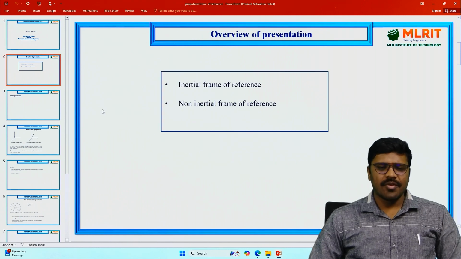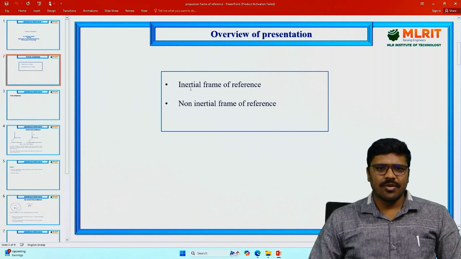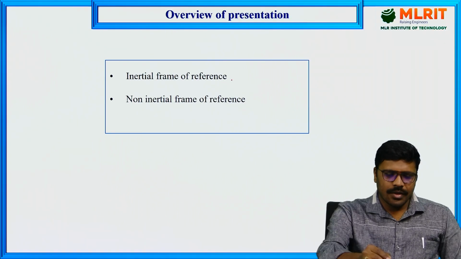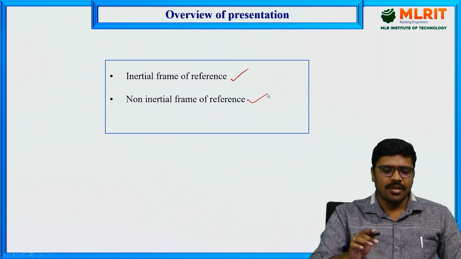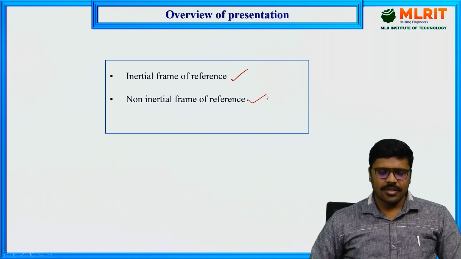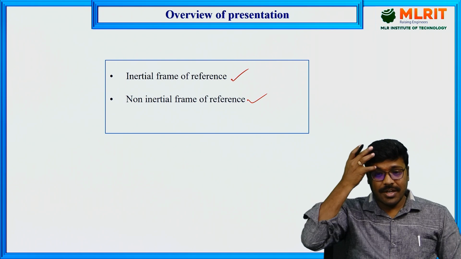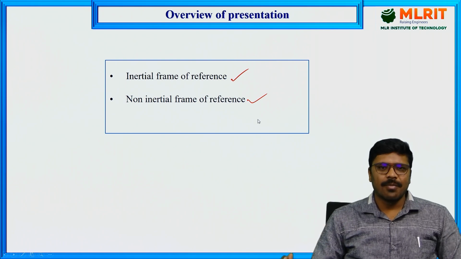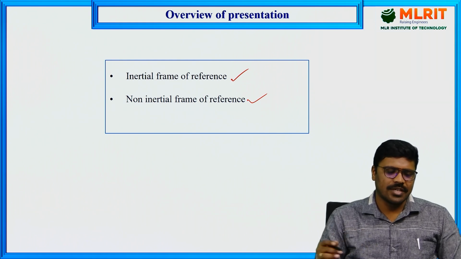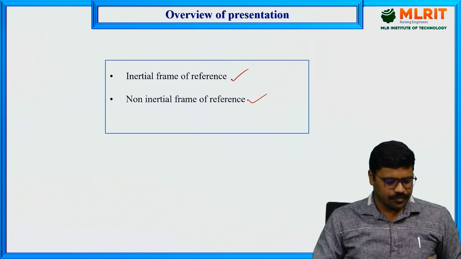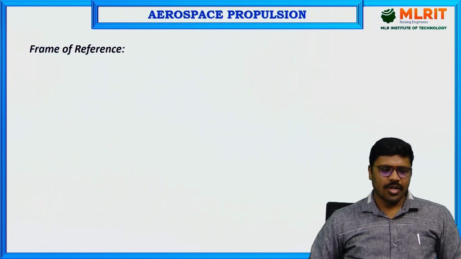If you go to the overview of today's presentation, the topics we are going to discuss are inertial frame of reference and non-inertial frame of reference. Generally, a reference frame is nothing but a point with which we are measuring the properties of a body. That means how the velocity, acceleration, everything will be calculated with respect to a certain point. That is nothing but called a reference. Here there are two types of reference systems: inertial frame of reference and non-inertial frame of reference.